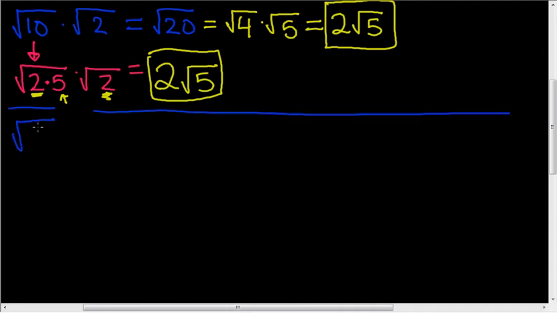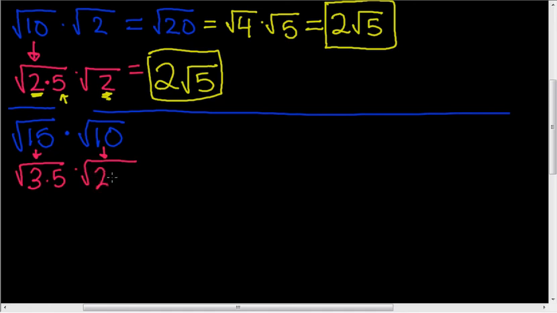So let's say here, what if I got the square root of 15 times the square root of 10? I can multiply these together, get a square root of 150 and then break 150 apart, but let's save ourselves some steps. Let's break this up and let's just break this up. The square root of 15, that's a 3 times a 5. The square root of 10 is a 2 and a 5.